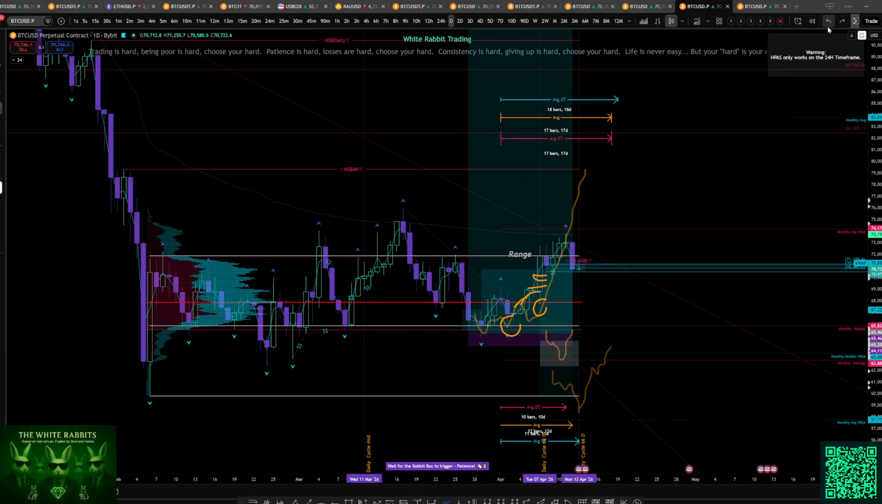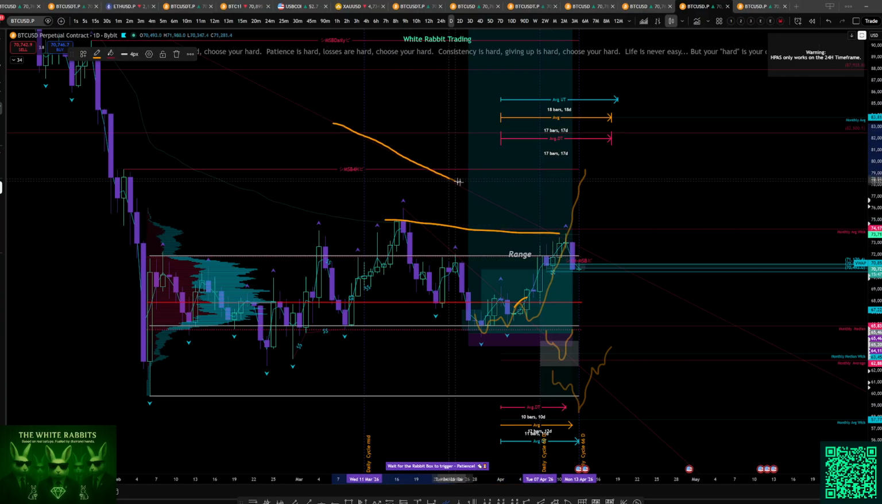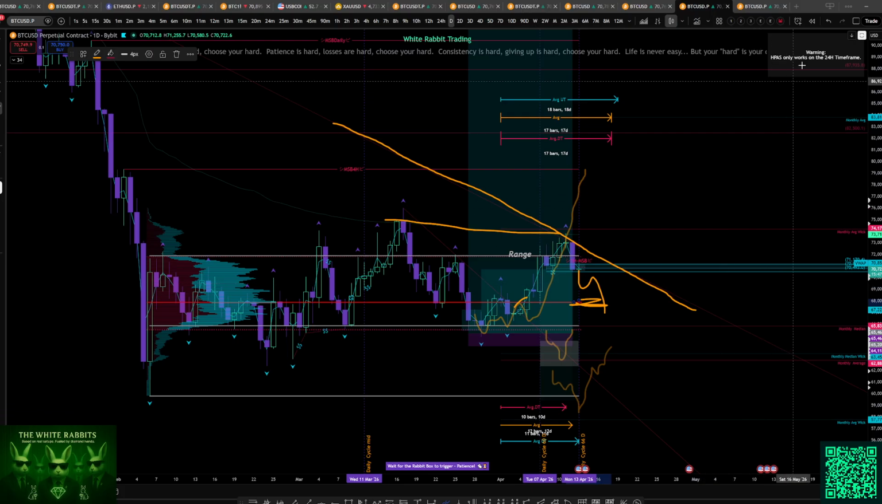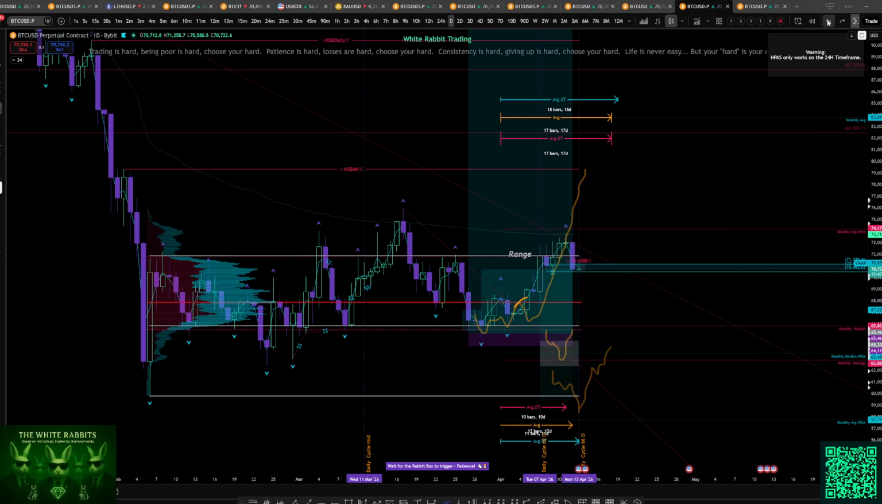Now price has reached the upper part of the range again. It has also hit the anchored VWAP, where we previously saw a rejection, and it touched the trend line from the all-time high. So yes, technically it has reached resistance and could simply reject here and move back down toward the next levels. But what I'm watching now is the monthly average timing for highs and lows.